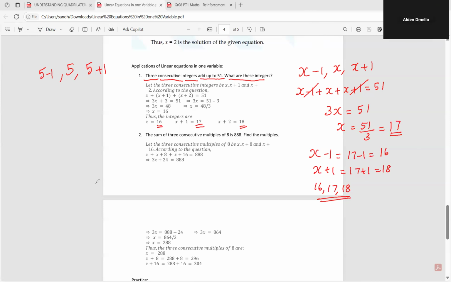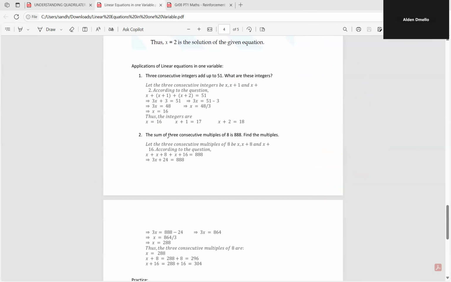Next: the sum of three consecutive multiples of 8 is 888. In an 8 multiplication table or any multiplication table, how will it come? If I have the 4 table, 4 ones are 4, 4 twos are 8, 4 threes are 12, 4 fours are 16. It means every number I am adding by 4.